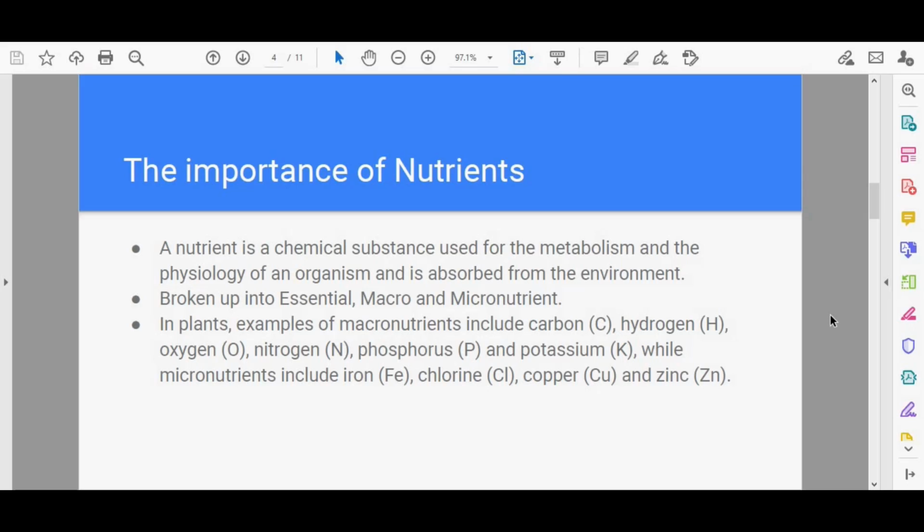In plants, for example, macronutrients include carbon, hydrogen, oxygen, nitrogen, phosphorus, and potassium, while micronutrients for plants would include iron, chlorine, copper, and zinc. So we can also distinguish between macro and micro. Micro meaning very small, macro meaning quite large. That's just off the top of my head, discussing the prefixes macro and micro.